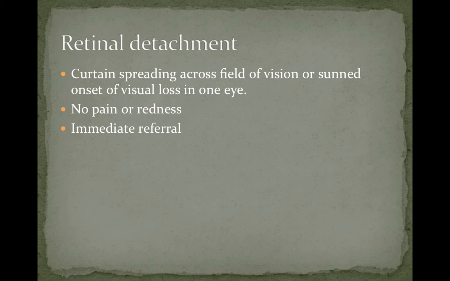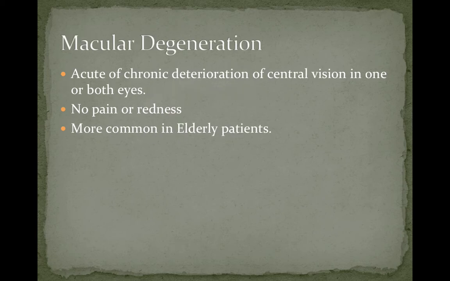Retinal detachment is an ocular emergency. Typically, patients complain of problems with visual fields. They'll say that it feels like there's a curtain closing over the top of their vision, or they have a sudden onset of visual loss in the eye. There's no pain or redness, but again, these people need referral because they need surgical intervention.